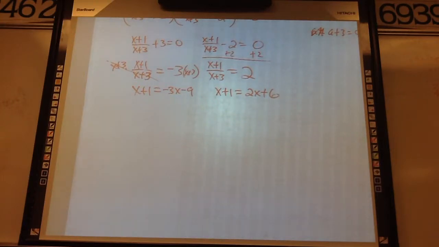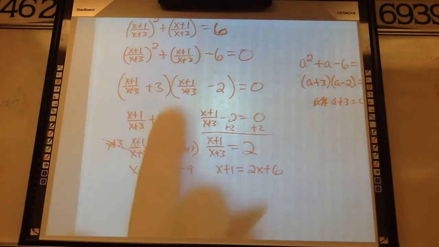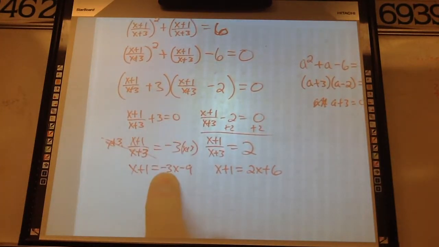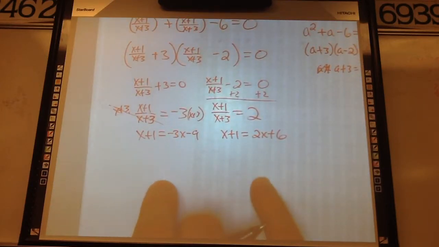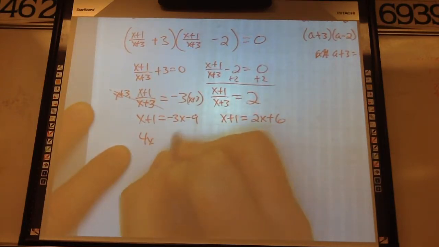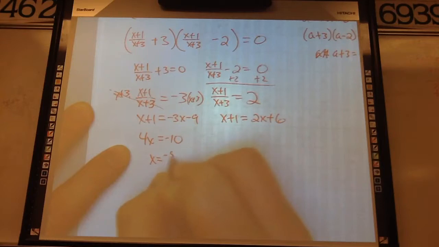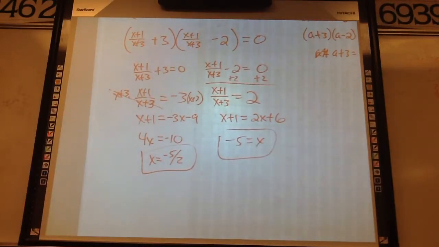On your worksheet you're about to get, you'll have a very similar problem. You actually have a couple of them. But on one of them, when you get to here, it's a quadratic again. So then you end up having to either factor or do the quadratic formula again. So hopefully you know your quadratic formula. So here, let's see, add 3x, we got 4x, subtract 1, we got negative 10, so we get negative 5 halves as one answer. Subtract x, subtract negative 5 is the other. Alright? Easy.